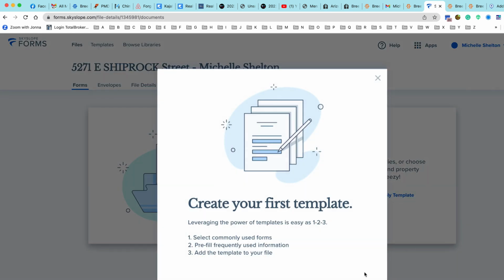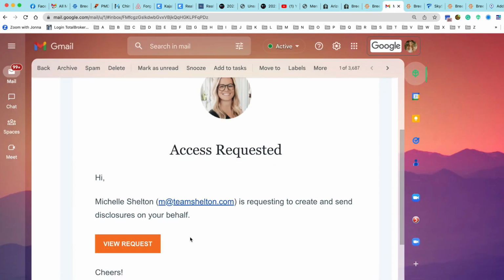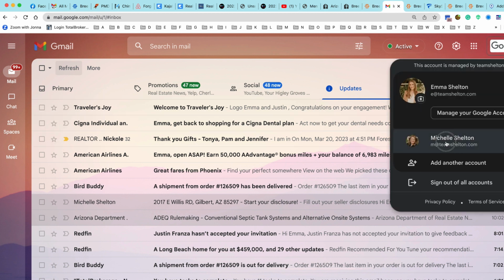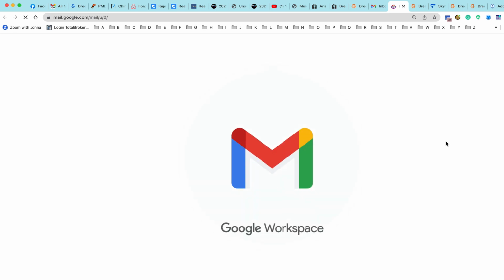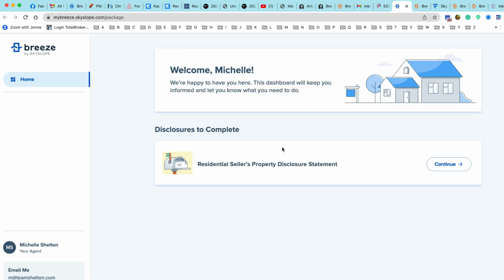Okay, let's create your first template. I don't want to do that. All right, well, it looks like I'm going to have to go back and play with this a little bit. Go into my account because I think I used that Michelle had asked Michelle Shelton. Let's see what it sent right here. Start your disclosure. Sorry if this is like the most boring training ever.